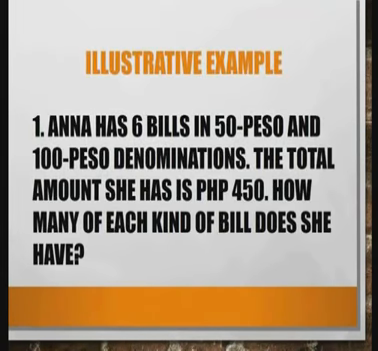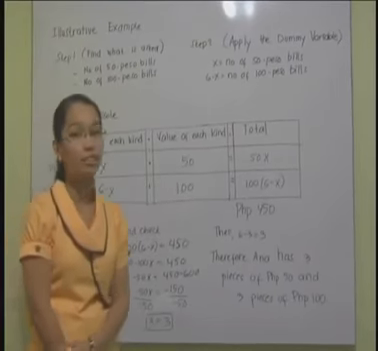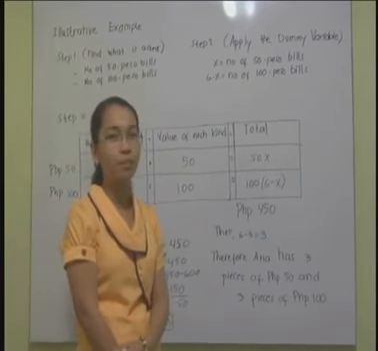Let's have illustrative example number 1. Anna has 6 bills in 50 peso and 100 peso denominations. The total amount she has is 450. How many of each kind of bill does she have? Let's follow the steps, that is the FATS steps.